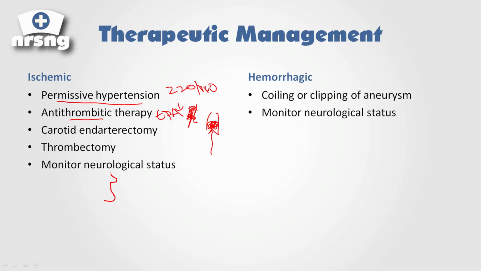Then we have a carotid endarterectomy. So let's say here's our patient. Here's their carotid artery. Let's say they have a clot here. They can actually open this up and pull that clot out. Okay, so pulling that clot out would then allow blood flow back up to the brain.